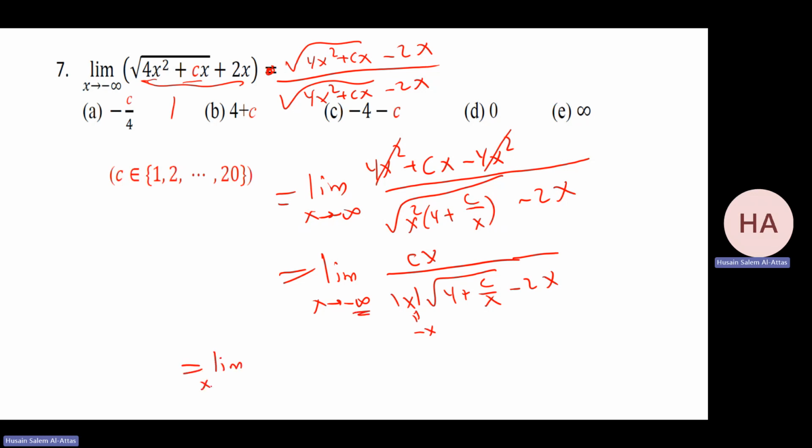So this will be limit as x goes to minus infinity. Cx, I'll take x as common factor, will be minus 4 plus c over x. I took minus, so this is plus 2.